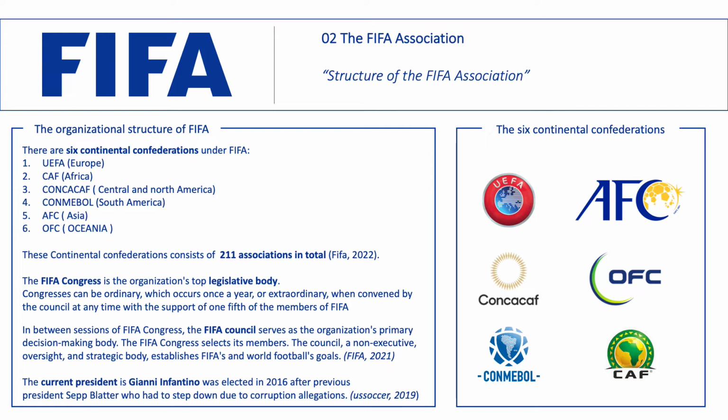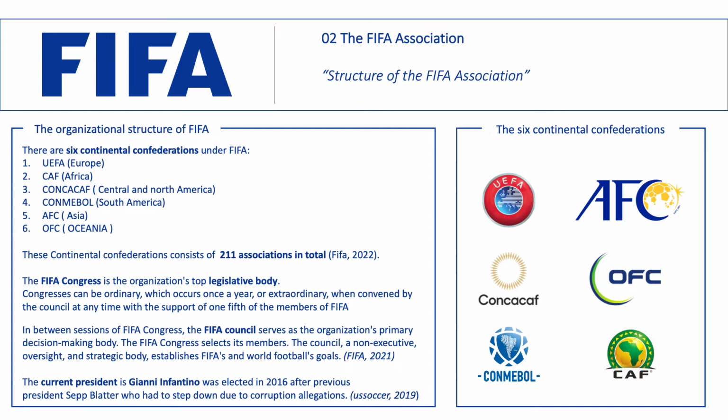Sepp Blatter, who was the previous president, had some corruption allegations and had to step down. The current president is Gianni Infantino. The final composition of the FIFA Council will consist of 37 members, which include 1 president elected by the FIFA Congress, 8 vice presidents, and 28 other members elected by the member associations. All of them will have a term of 4 years.